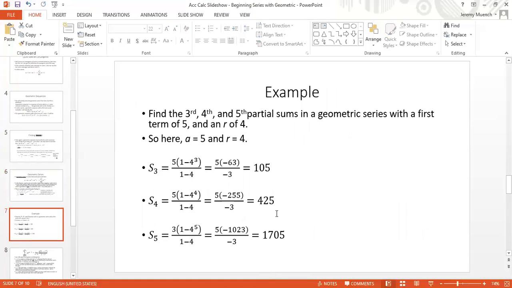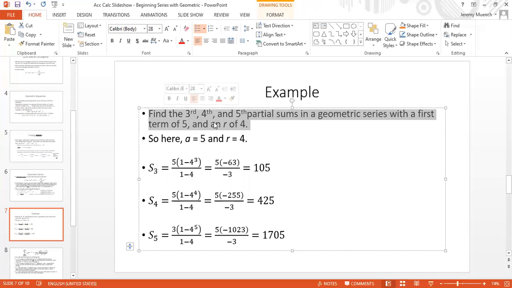So let's take a look at this. Here I just show an example of finding the third, fourth, and fifth partial sums for a geometric series with a first term of 5 and an R of 4. Now, it's not hard for me to compute these directly. I mean, at some point, it's not particularly easy either, but it's certainly doable. We start with 5 as my first term. My second term is then 20. My third term is then 80.